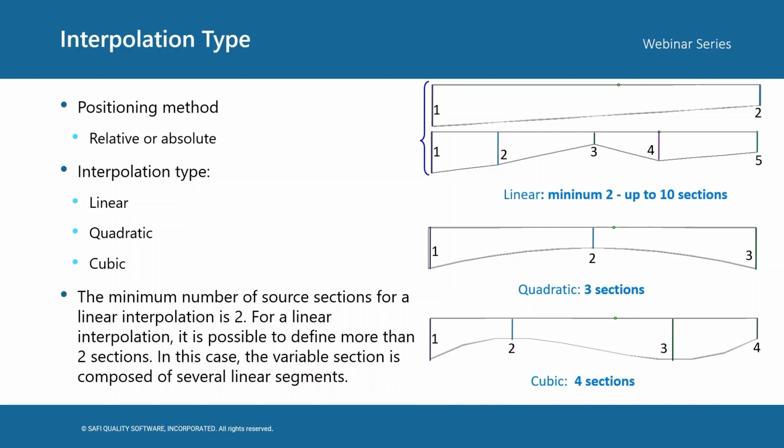For linear profiles, the user can specify at minimum 2 sections, but it is possible to define more than 2 sections. In this case, the variable section is composed of several linear segments. For quadratic interpolation type, the user needs to select 3 sections. For the cubic interpolation type, it's required to select 4 sections.